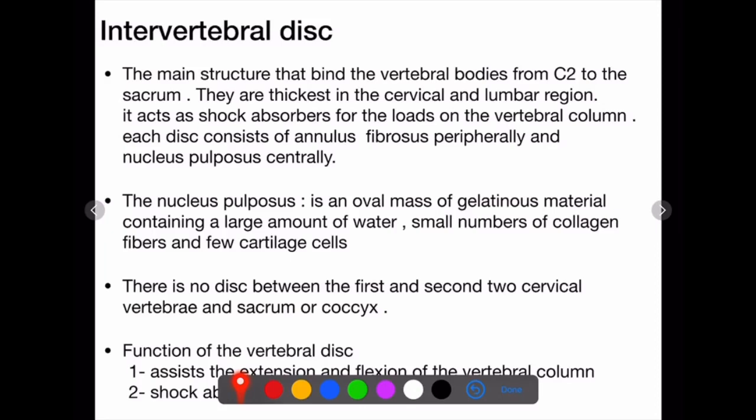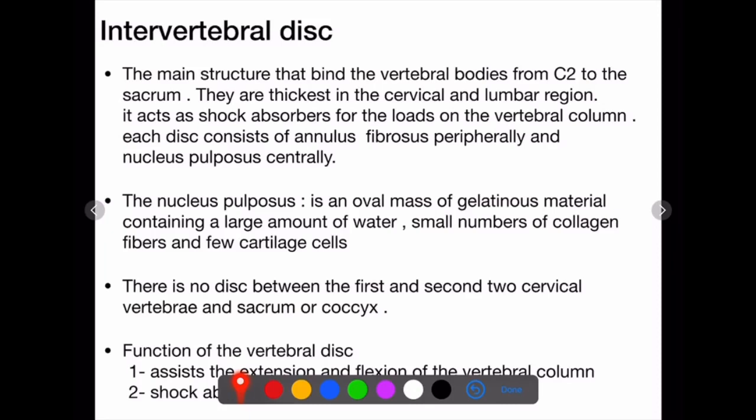The other structure which is very important in the vertebral column is called the intervertebral disc. It is the main structure that binds the vertebral bodies from C2 vertebra to the sacrum. The discs are thickest in the cervical and lumbar regions. They act as shock absorbers for the loads on the vertebral column.